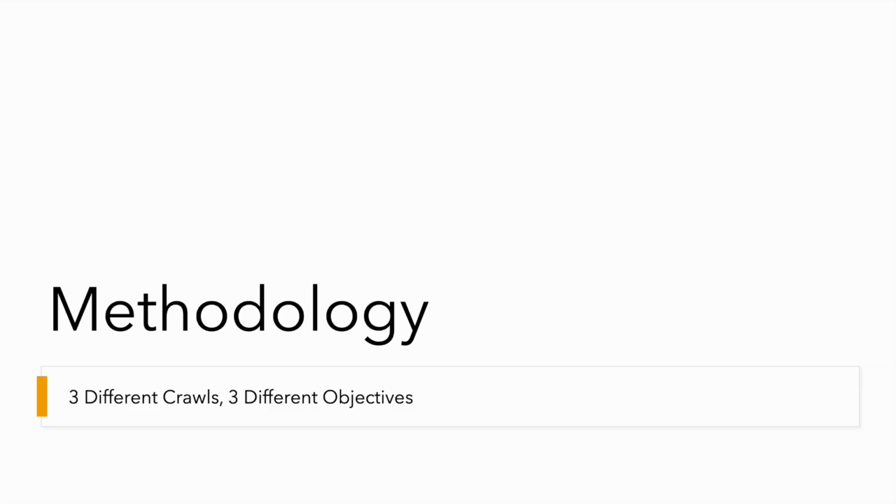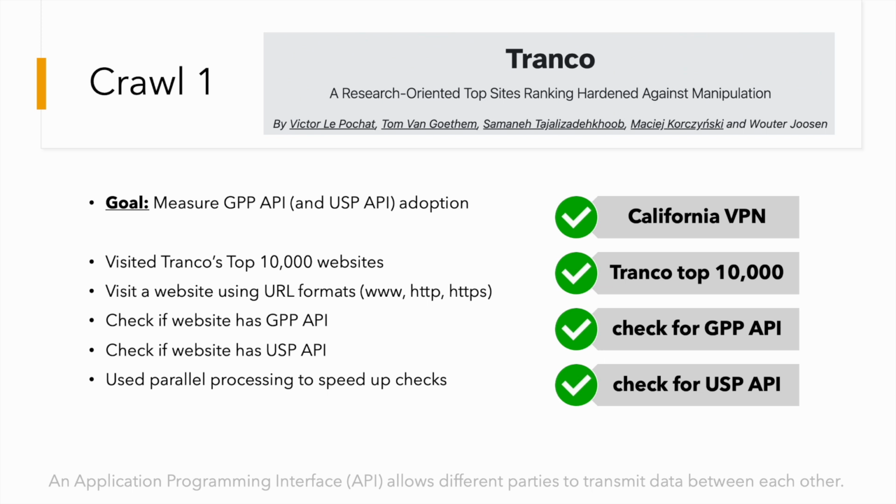For our methodology, we executed 3 different crawls with 3 different objectives. The goal of crawl 1 was to measure GPP adoption. We used a California VPN to access the top 10,000 websites listed by Tranco. If a website used the Global Privacy Platform, it was expected to load the GPP API when visited. As a reminder, an API is essentially a standardized method for websites to exchange information.